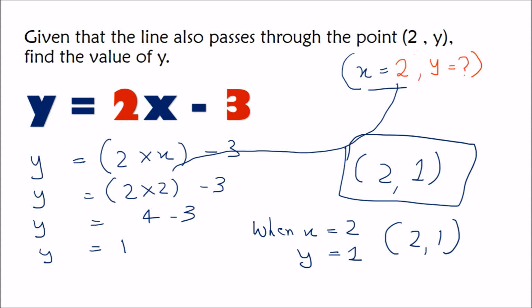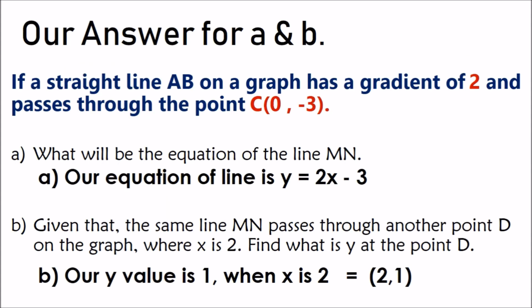Now since we are done with part A and part B, let's go check our answers. The answer for question A is that our equation of line is y equals 2x minus 3, which is exactly what we got. Now part B asks what the value of y is when x is equal to 2 at point D. At point D, when x is 2, y is 1, which is exactly what we got. So both our answers are correct.